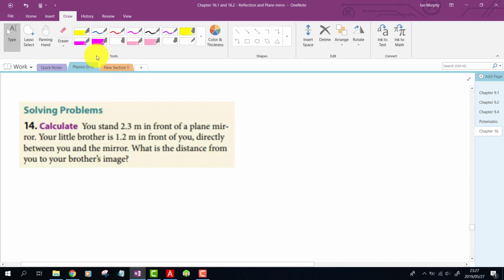As before, please reference the question that you're doing, write down question 14. Please draw a diagram to try and visualize what's going on. Pause the video and see if you can solve this question.